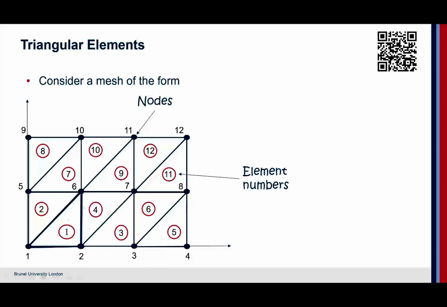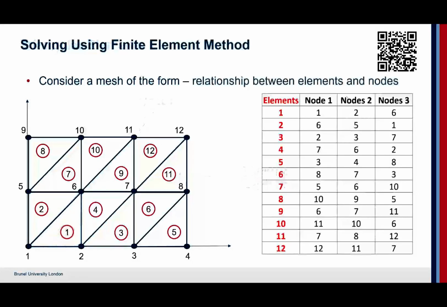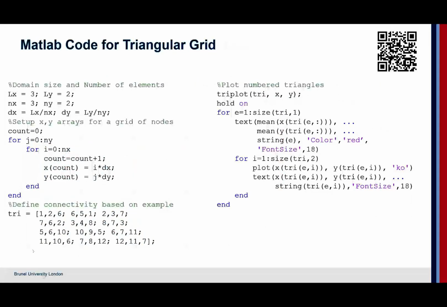So what we've just derived is for one element, and the first thing to do is to write a table of elements and the individual nodes. So for element 1, you can see it has nodes 1, 2 and 6. For element 2, that's 6, 5 and 1. And you'll do this in Matlab. In the actual Matlab code that I gave you, and this is question 4, you can see we define this connectivity in an array trie directly.